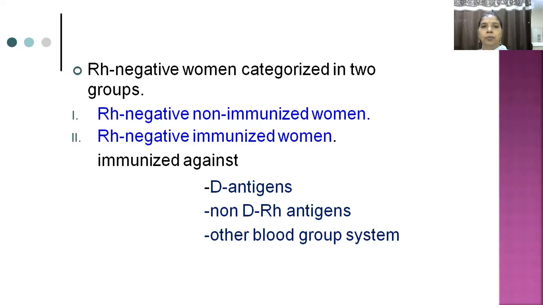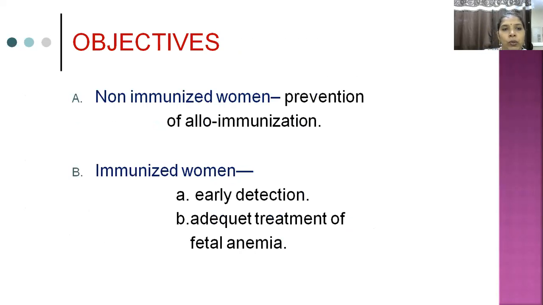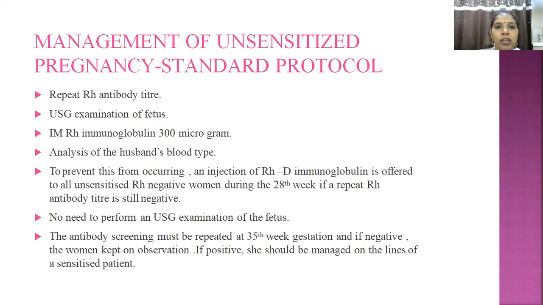Rh negative women are categorized into two groups: Rh negative non-immunized women and Rh negative immunized women. Immunized against D antigens, non-D antigens are the blood group systems. Objectives: in non-immunized women, prevention of alloimmunization. In immunized women, early detection and adequate treatment of fetal anemia. Management in sensitized pregnancy, standard protocol.